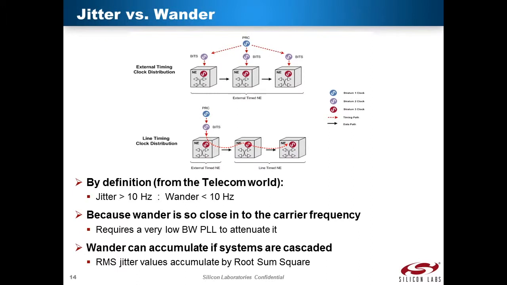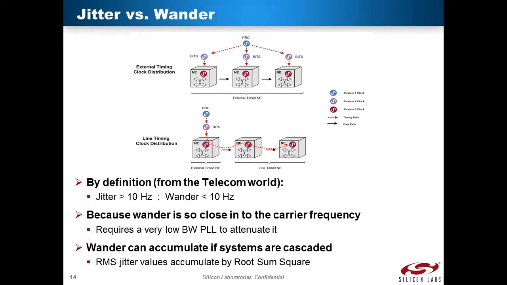In the figure shown are two different systems. The first is a typical SONET application that implements centralized timing with a very low loop bandwidth PLL to avoid wander accumulation. The second example is a synchronous Ethernet line timing application that can potentially allow wander to accumulate by virtue of the cascaded clock arrangement. Care must be taken when designing cascaded PLL clock distribution systems to take into account both jitter and wander accumulation.